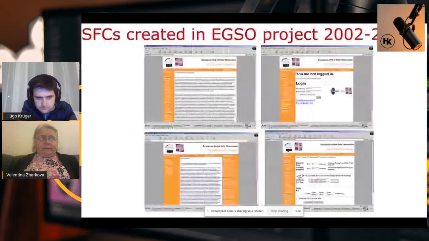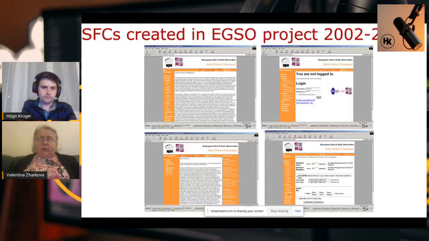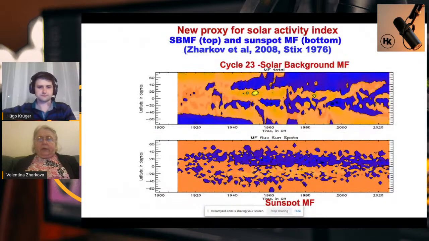Let me see if I have the automated detection we did, which was my job for 3 years in a European project. This is why I got into the subject of solar activity. It was a paper after we finished this European grant for automated detection. At the bottom is the leading polarity of sunspot number. Blue is northern and orange is southern. And on the top is the solar background magnetic field.